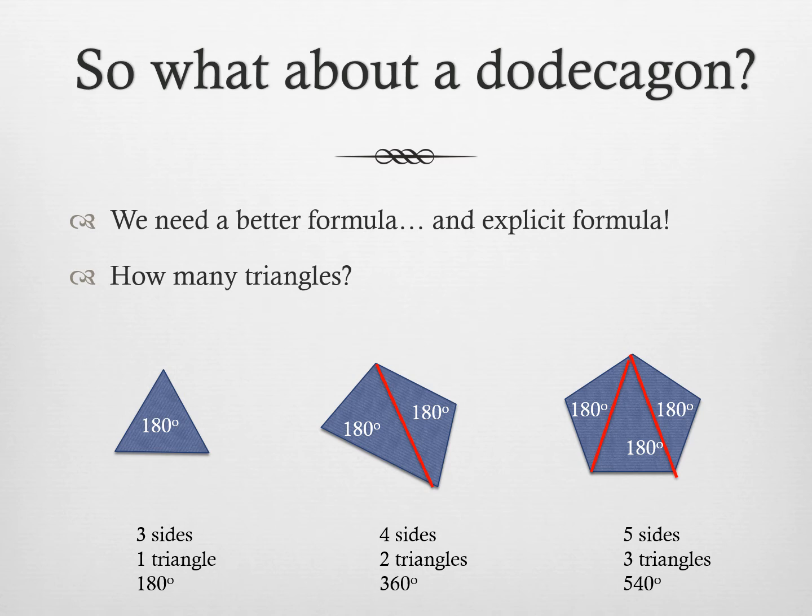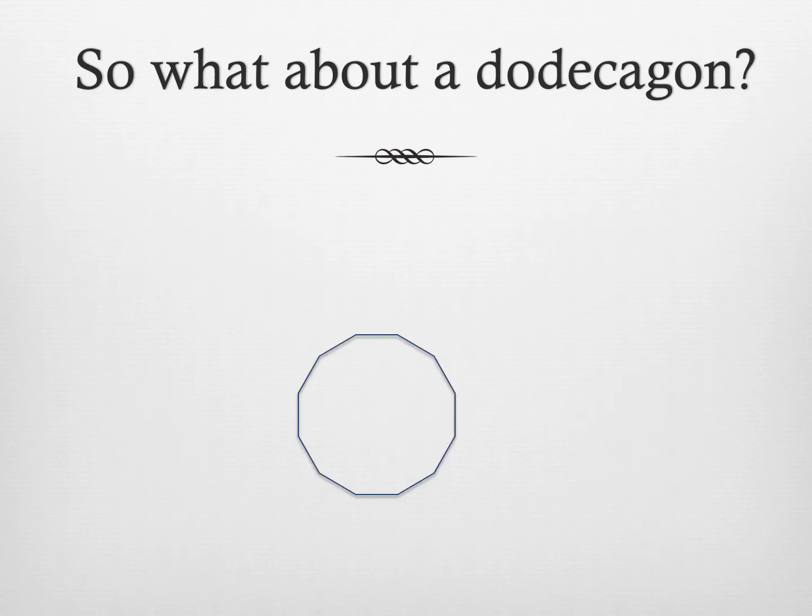And of course we're seeing a pattern: for one triangle it's 180, for two triangles it's 360, and three triangles it's 540. Now, what about a dodecagon? Well, we know that a dodecagon has 12 sides, and the pattern you were noticing was you take the number of sides minus 2 to give you the number of triangles. In that case, we do 10 times 180 degrees for each triangle, which is 1,800 degrees.